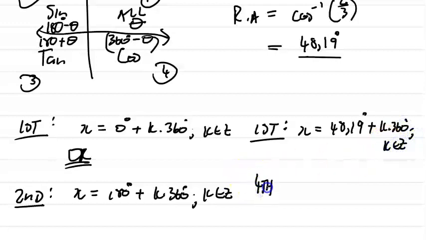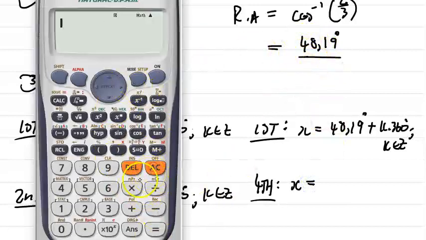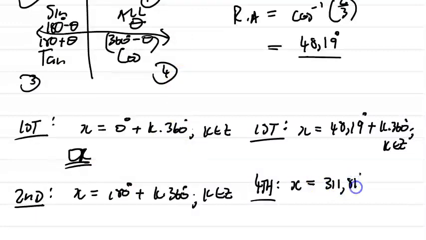And for the fourth quadrant, we're going to say x equals, remember, the formula is 360 minus theta. Theta is your reference angle. So you'll say now 360 minus 48.19, and that's equal to 311.81. That'll be 311.81 degrees plus k dot 360, k in Z. I've already explained in the previous video why we write k dot 360 for sine and for cos functions. Remember, because the period of y equals sin x and y equals cos x is 360 degrees, which means the graph repeats itself every 360 degrees.